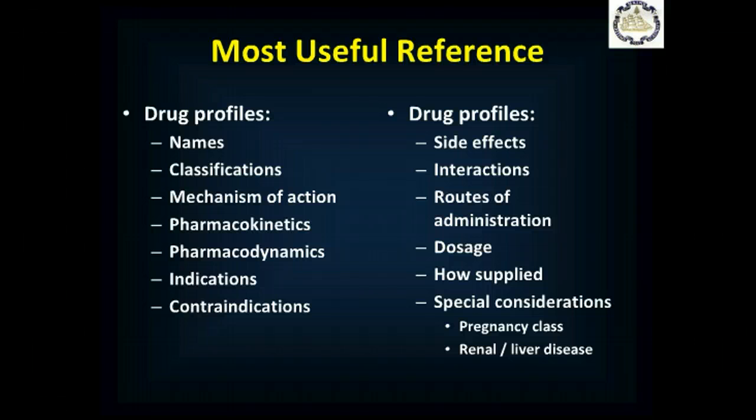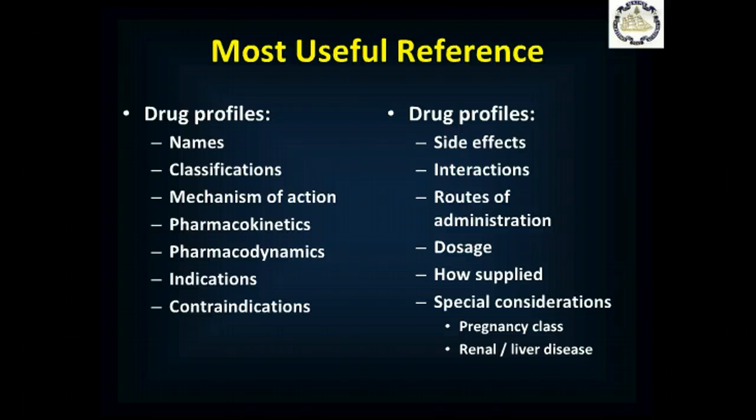So your most useful app will tell you these things: the name, what class the medicine is in, how it works, 2 things called pharmacokinetics and pharmacodynamics, how the drug affects the body and how the body affects the drug, indications or why you give the drug, contraindications or reasons why you can't give the drug, side effects to look out for, things that it interacts with, that's often drugs, foods, and other chemicals, how it can be given, how much is given, how it's supplied, as a liquid, as a powder, in what concentrations, and then some special considerations.